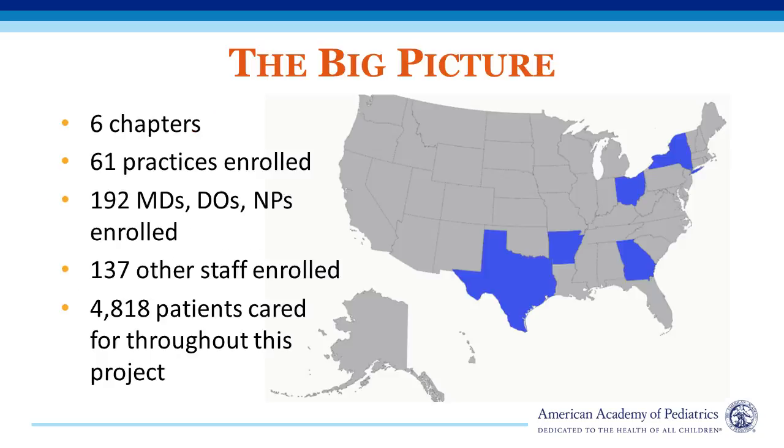There were 6 chapters that you can see here that were involved in the Chapter Quality Network, with 61 practices enrolled and 192 clinicians, and then 137 other staff enrolled, and it included about 4,800. So now this group of chapters is part of a larger chapter quality network, and we now have 13 chapters that have gone through and participated in one or more CQN projects.